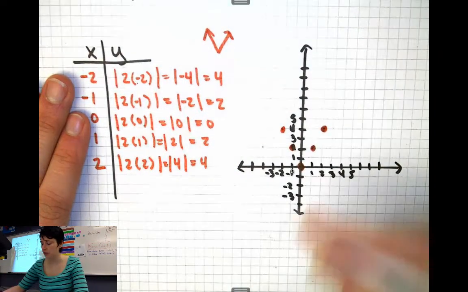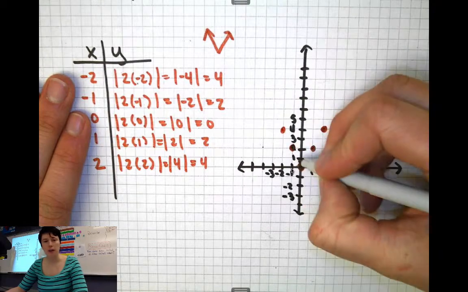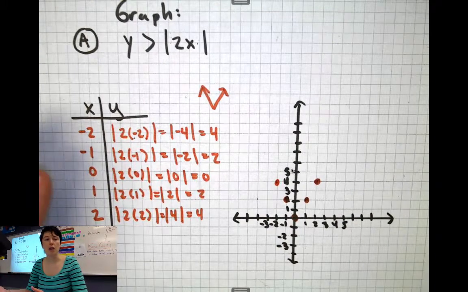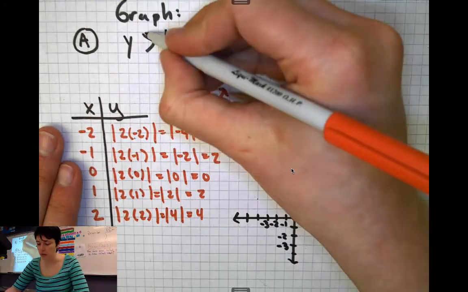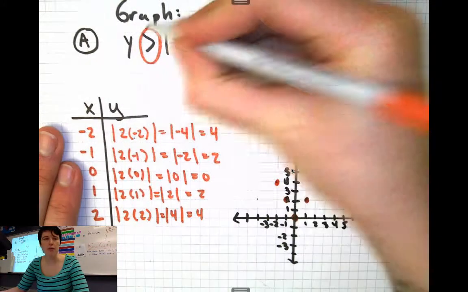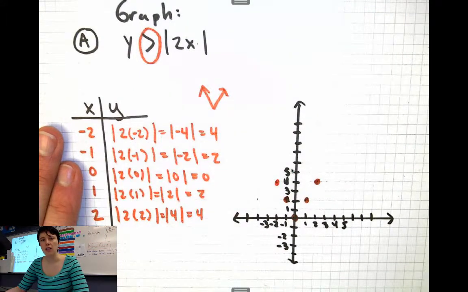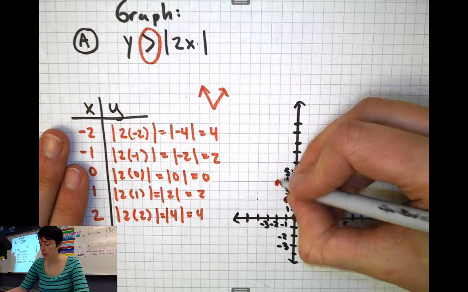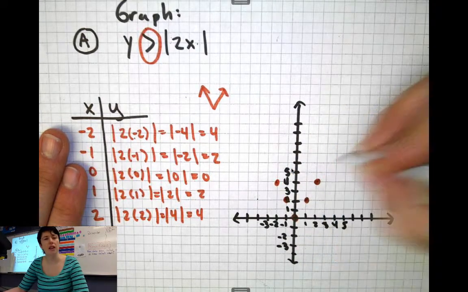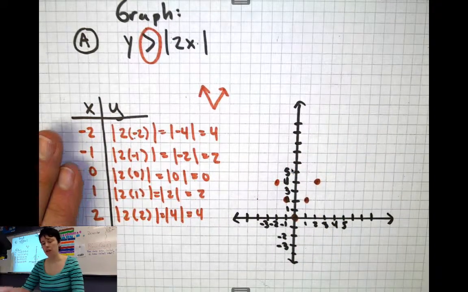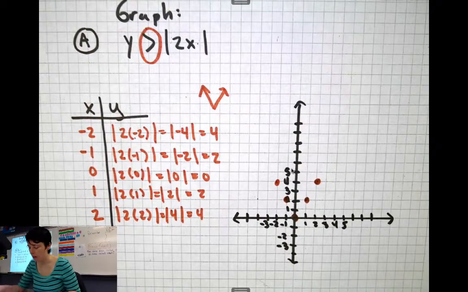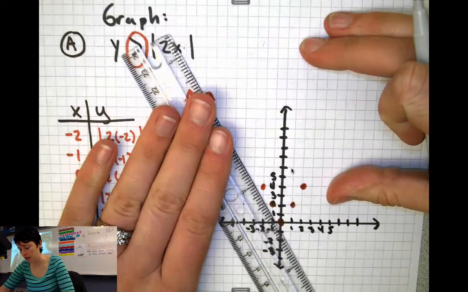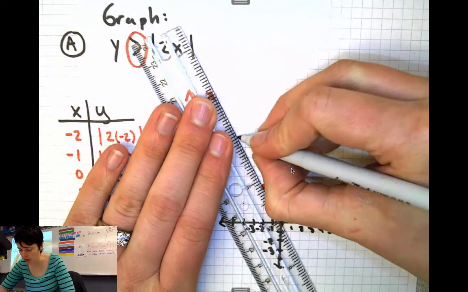But what I'm not going to do is connect my points right away because I need to pay attention to the rest of the question. Remember what the rest of the question said. The rest of the question was y is greater than absolute value 2x. So remember what that means. Greater than means that if I test a point on the V, it's going to fail. There's no equal sign. So this is going to be one of those problems where when I connect it, I take my ruler and I connect it with a dotted line. It will not be a solid line.